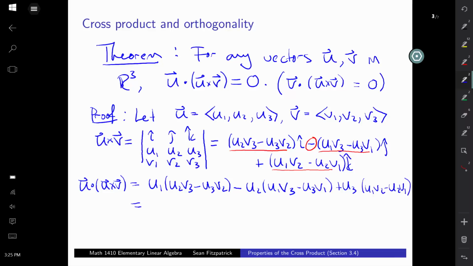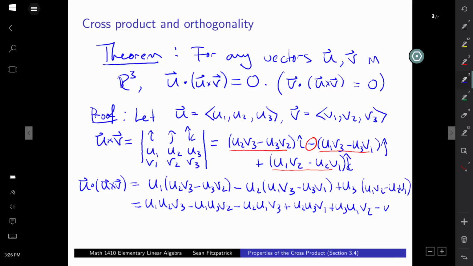Expand everything using the distributive property. What do we get? u1 u2 v3 minus u1 u3 v2 minus u2 u1 v3 plus u2 u3 v1 plus u3 u1 v2 minus u3 u2 v1.